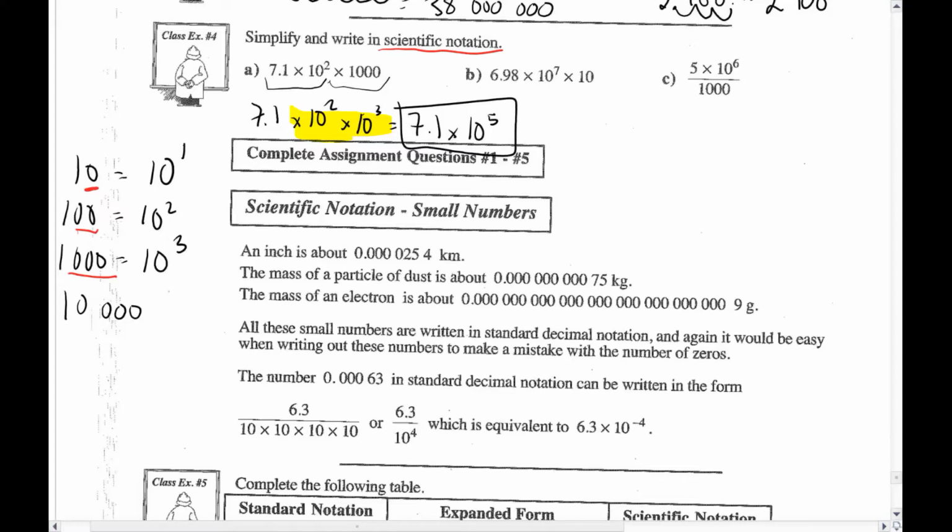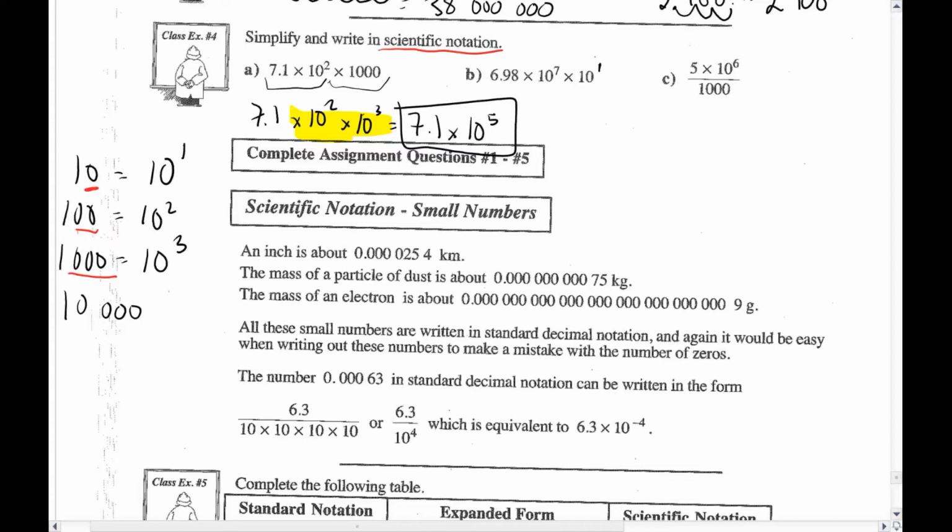I'm not going to do B, but if you were to do B, just be careful because this is 10 to the power of 1. So they like to fool you with that. You don't have to write exponent 1, but it's there. So you would do the same thing we did in A, but with adding 7 and 1.